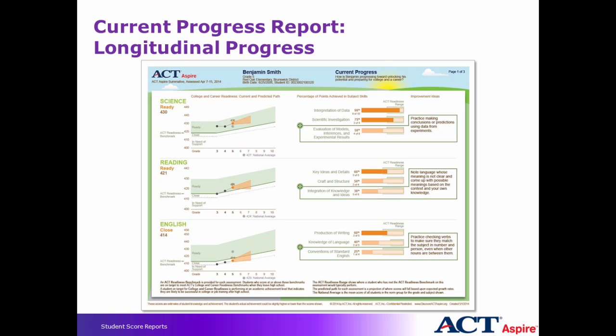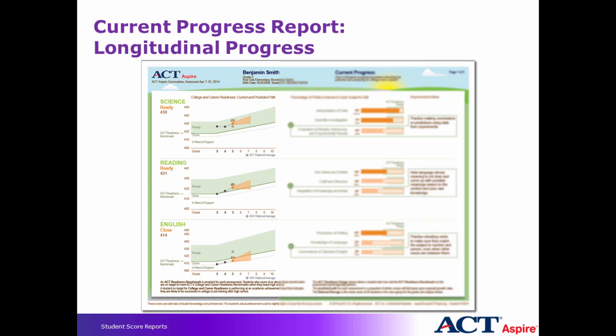On the Current Progress Report, begin by looking at the left side of the body of the report. For each subject tested, which is determined by your school, district, or state, a longitudinal progress graph is presented. In our example, fifth grade student Benjamin Smith took all 5 ACT Aspire tests. Subjects will be listed in order from highest to lowest performing. The report may be more than 1 page long, depending on the number of tests taken. Let's begin by considering Benjamin's performance in English on the first page of the report.